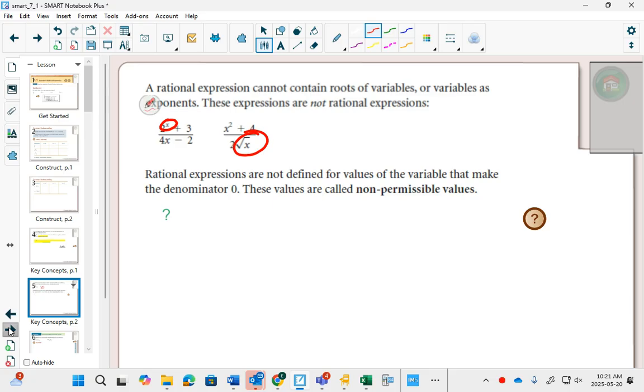This would not be a rational expression because the x squared plus 1 is a polynomial, but sine x is not. So those are rational expressions. You have a polynomial divided by a polynomial.